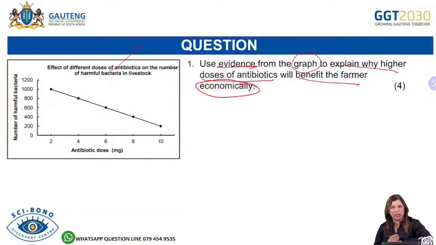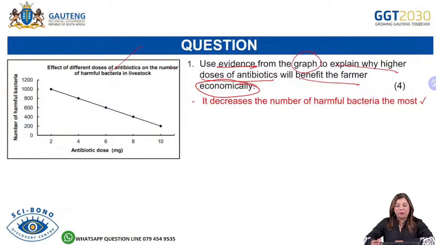Now, in life sciences, we do get this word quite often. Economically, we know it's money. Okay? So the farmers are not in the business just to be on the farm. Maybe some are, the rich ones, but most of them want to make money. So if they're going to lose cattle or livestock, they're going to lose money because they're selling these things, okay? These organisms, they're selling them. So let's see. What do you think is going to happen here? They ask, use the evidence from the graph to explain why higher doses of antibiotics will benefit the farmer. We can see, because of what I said in the previous discussion, okay? Let's see here.